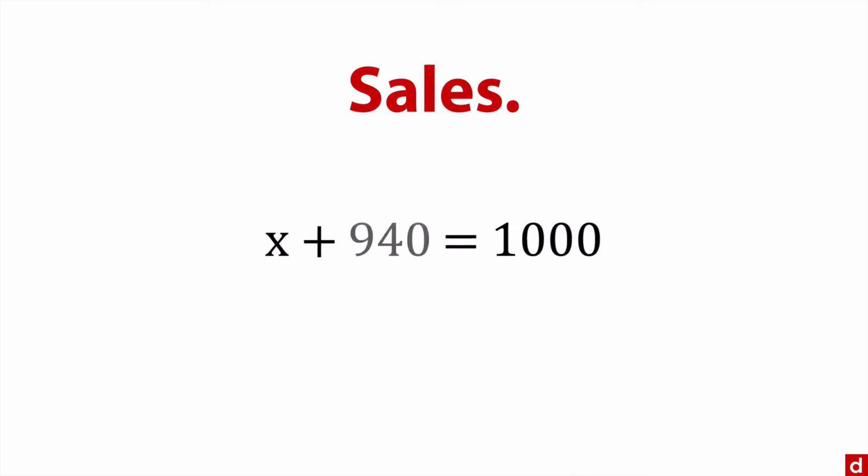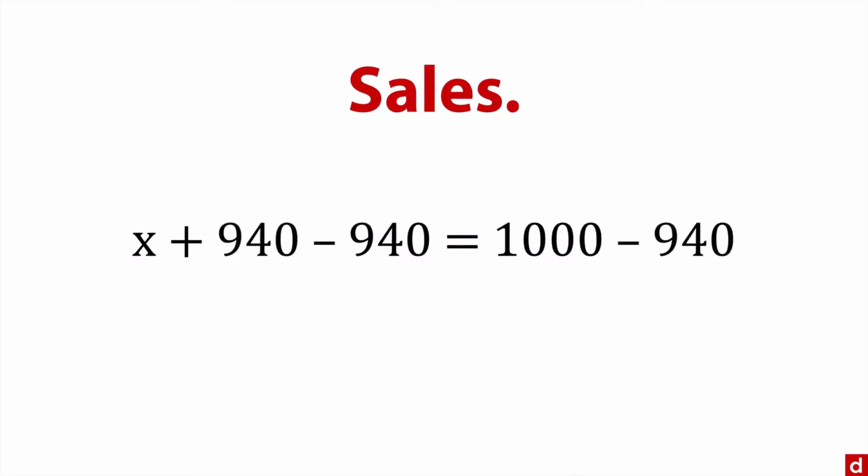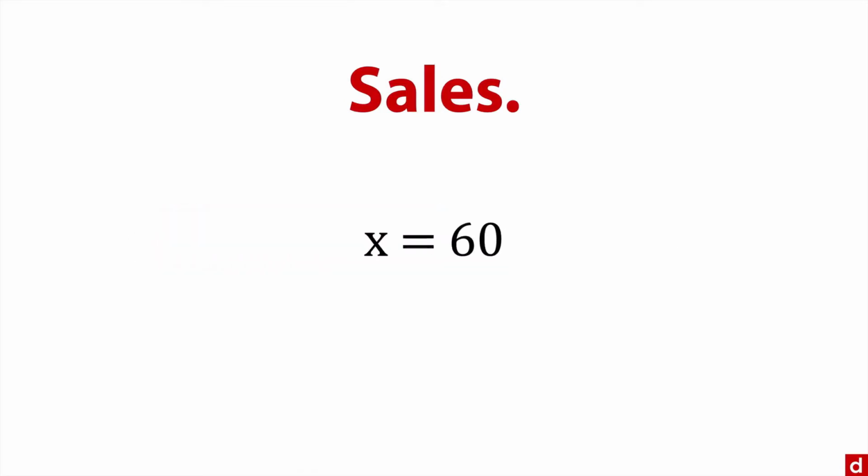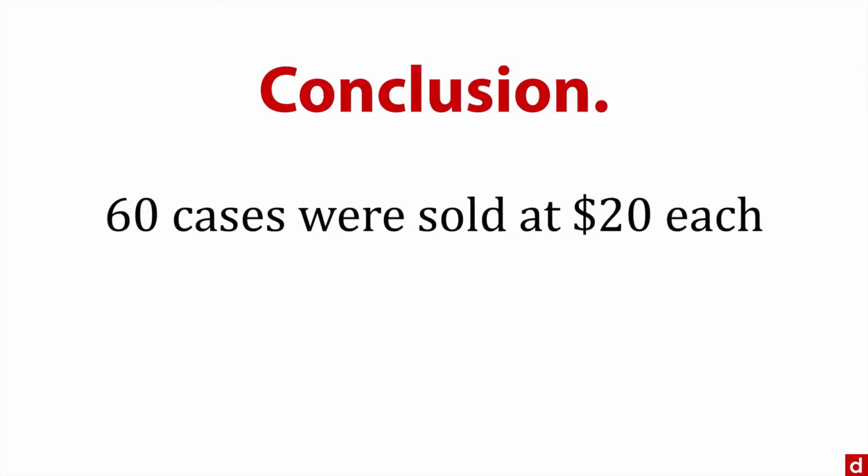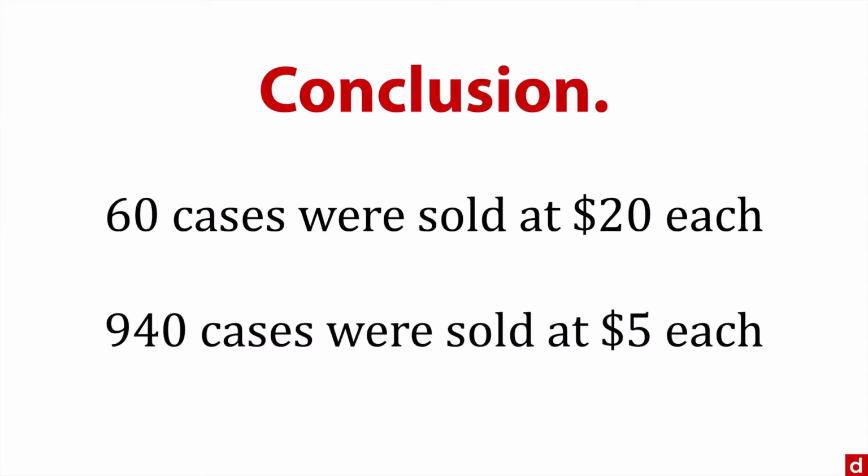We take the value that we just got, 940, we stick that into the equation, and then we can solve for X. Just subtract 940 from each side. There we go. We get X is equal to 60. So let's put it all together just to recap what happened. What this tells us is that 60 cases were sold at $20 each, and that 940 cases were sold at $5 each. Now, what's interesting about this is you can also do this graphically.